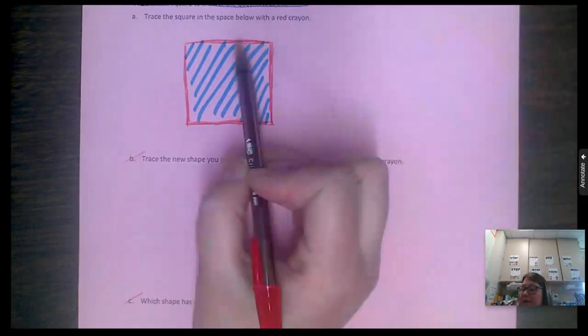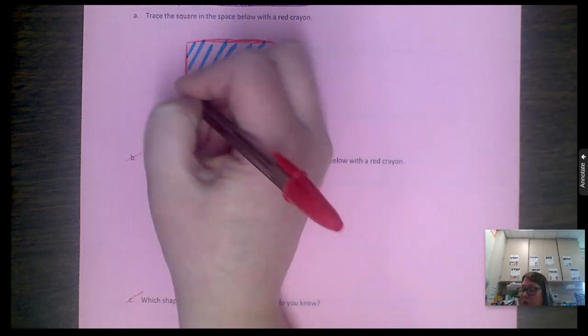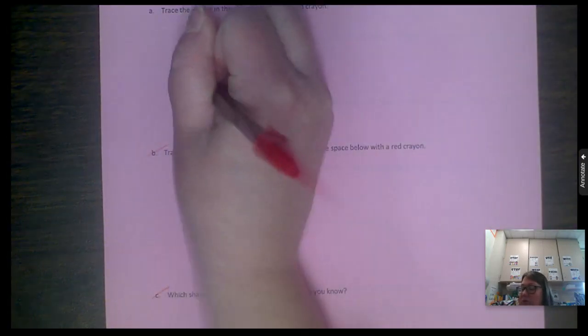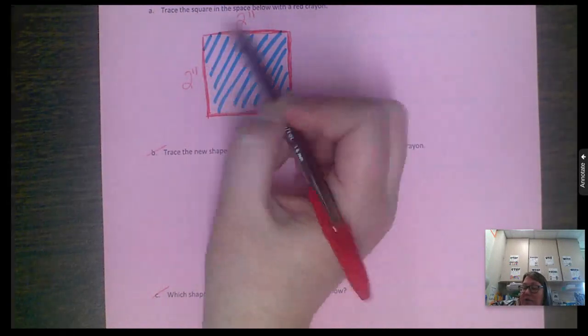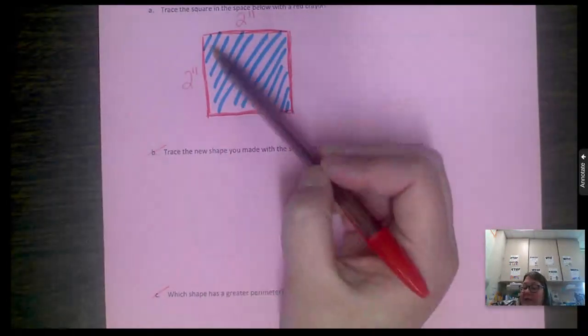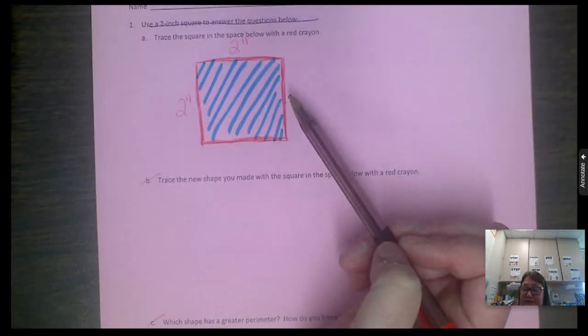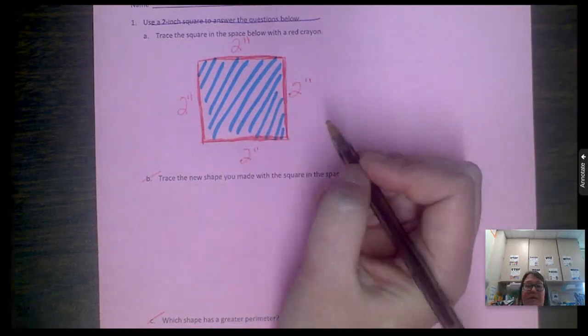Okay, so area is the inside of the shape. So let's say that my side lengths were, well, let's see, what have we got here if I do measure it? Not quite 2, but let's just pretend that each side length is 2 inches and 2 inches. Because if I'm going to find the area, I would multiply 2 times 2, and that would give me an area of 4. But the area is the inside of the shape. Now, perimeter is the outside of the shape. So I would add up 2 plus 2 plus 2 plus 2, and that would be 8 inches.